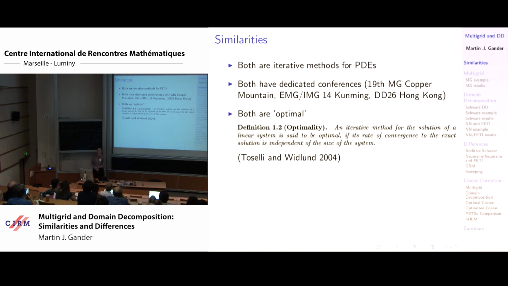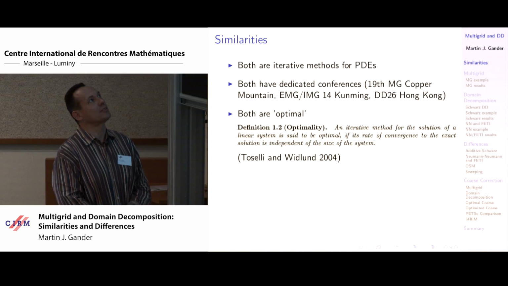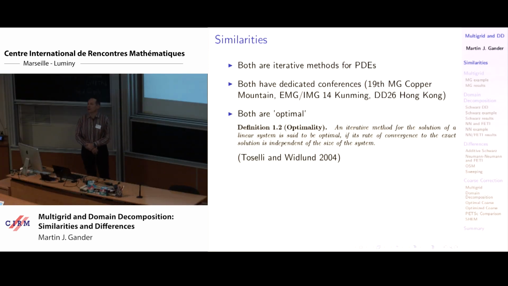Both are optimal methods. And optimal has here a mathematical definition. So this is a copy from the book of Toselli and Widlund. Definition 1.2, optimality. An iterative method for the solution of a linear system is said to be optimal if its rate of convergence to the exact solution is independent of the size of the system. This is something you can check, you can prove for methods, but it doesn't mean you have a good method. You can have an optimal method that is 100,000 times slower than another optimal method. They just do not depend on the size of the system. So optimality doesn't mean it's good.